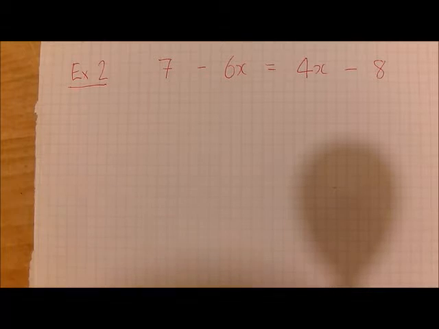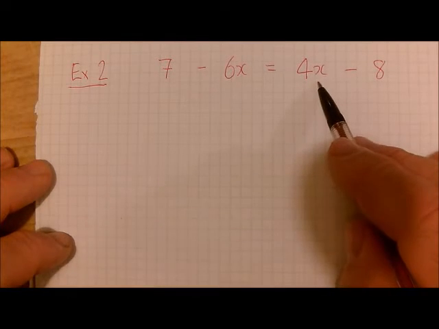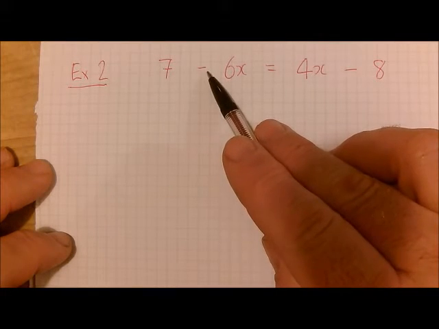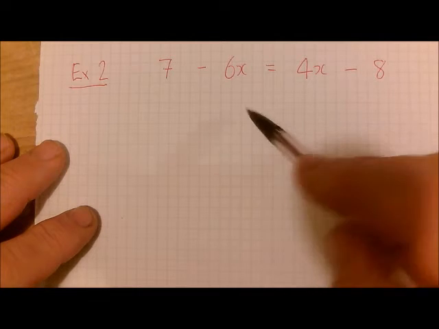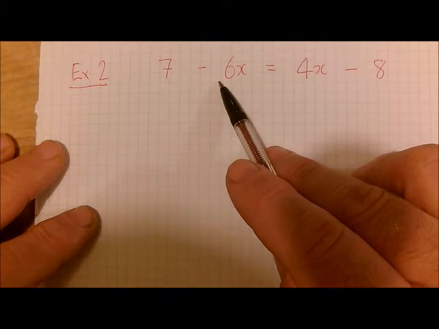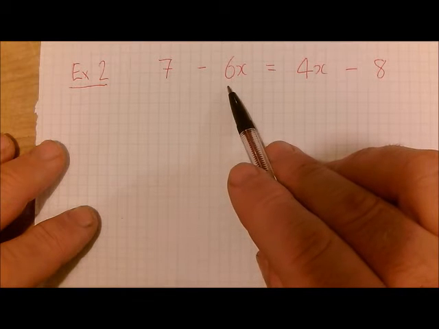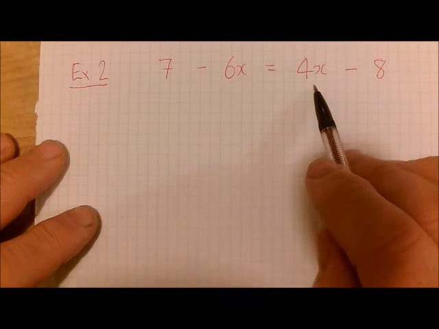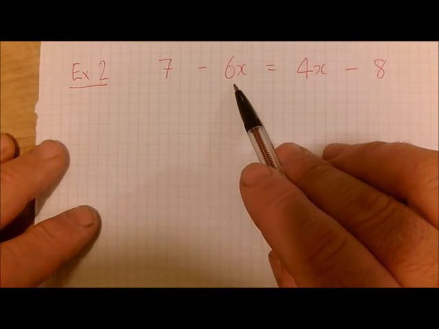A second example for you, and you can see that on one side I have 4x, and the other side I have minus 6x. Minus 6x is very much lower than 4x because negative numbers have a smaller value than positive numbers. So the first unknown I'm going to get rid of is the minus 6x.